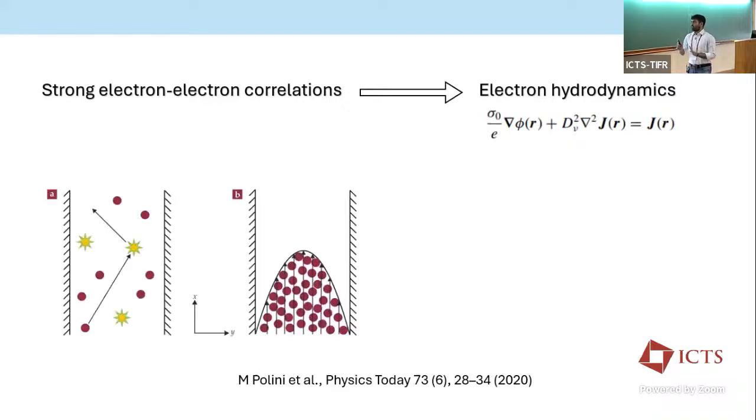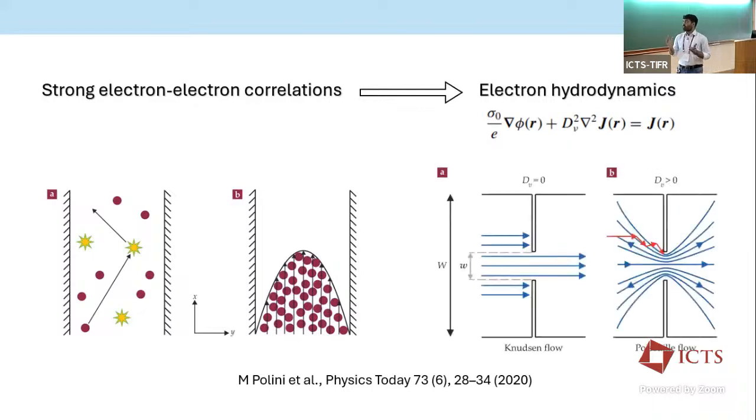Some common physical features that you find in electrons that obey this Navier-Stokes equation are that you don't have randomly popping electrons moving here and there. You rather have a parabolic spatial dependence of the current. You also have electric field lines bending in if you have a constriction in your channel. These are some common hydrodynamic features in electronic channels.